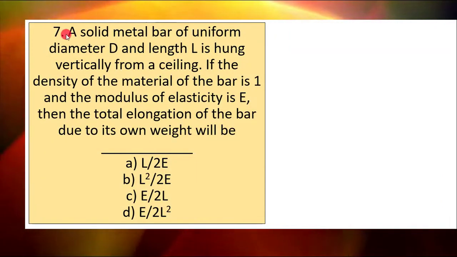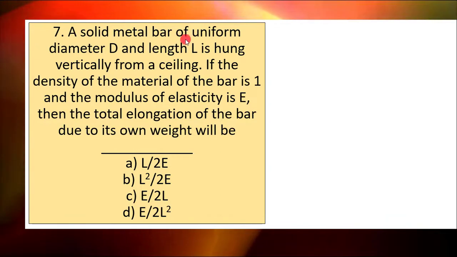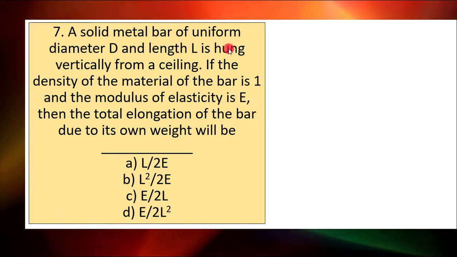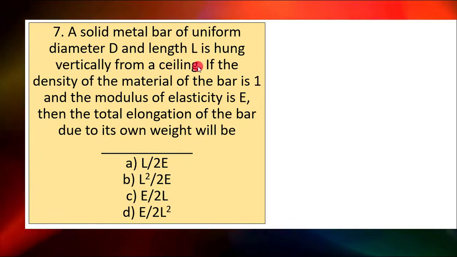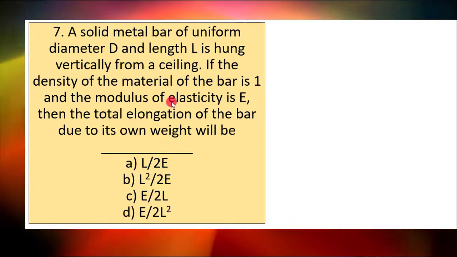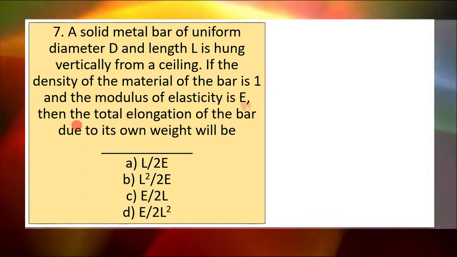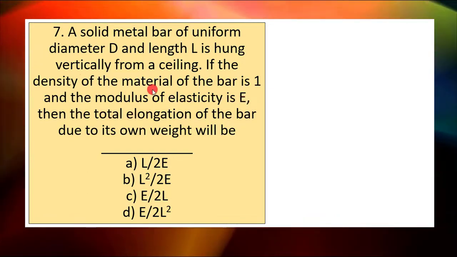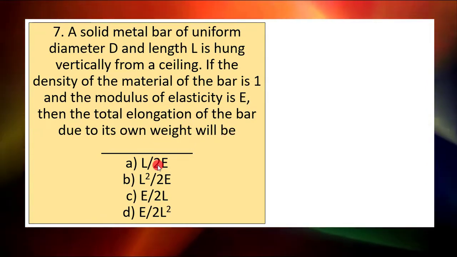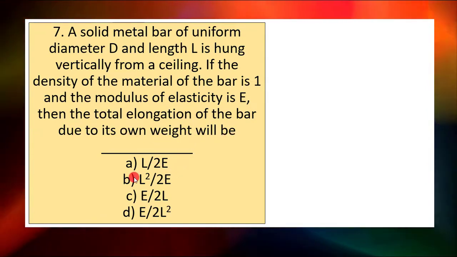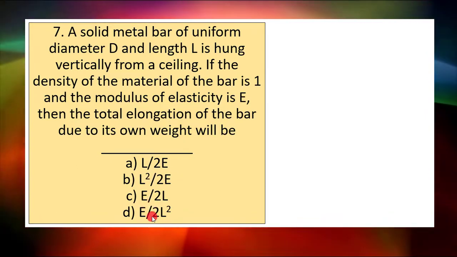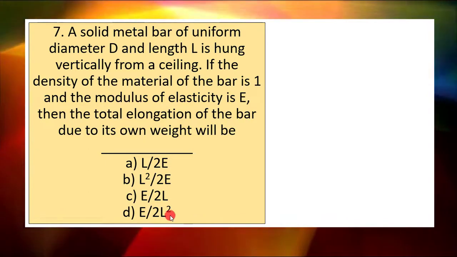Let's move on to the seventh question. A solid metal bar of uniform diameter D and length L is hung vertically from a ceiling. If the density of the material of the bar is 1 and the modulus of elasticity is E, then the total elongation of the bar due to its own weight will be: option A, L by 2E; option B, L square by 2E; option C, E by 2L; option D, E by 2L square.